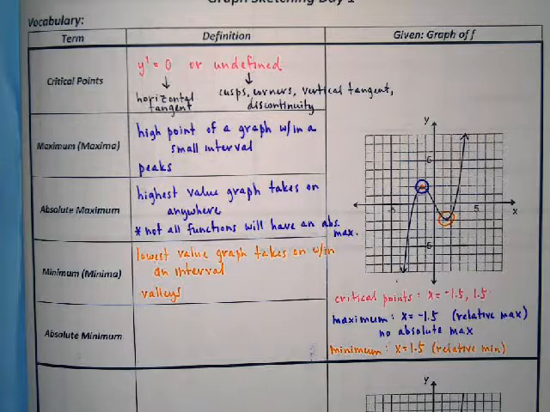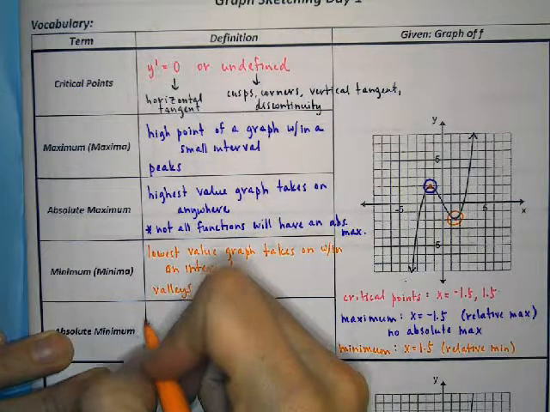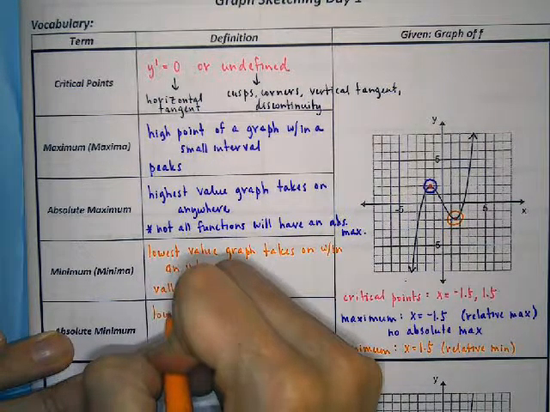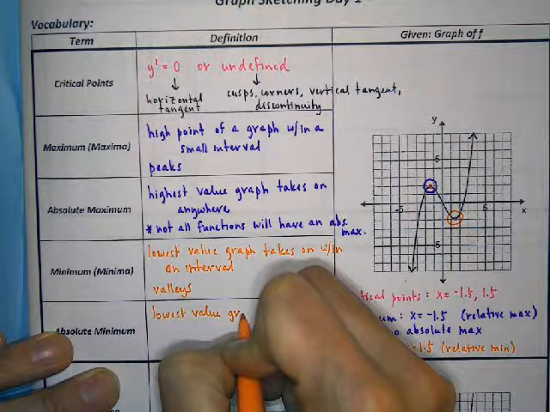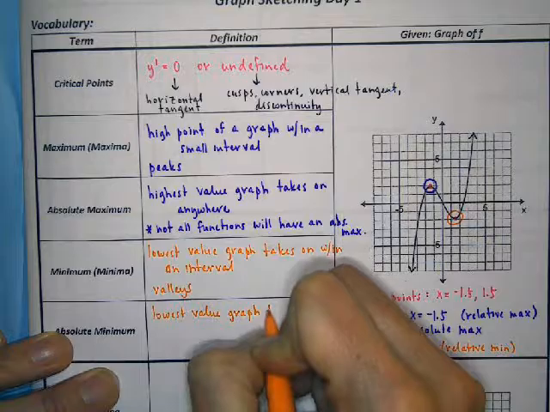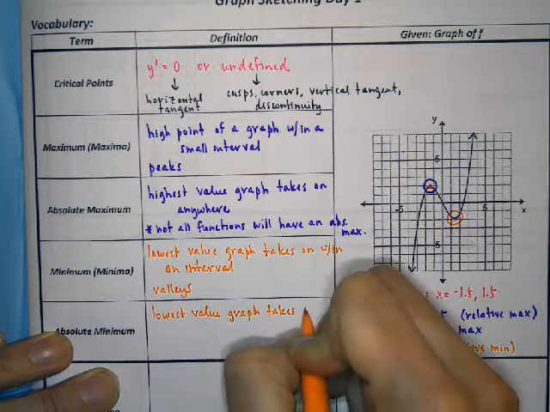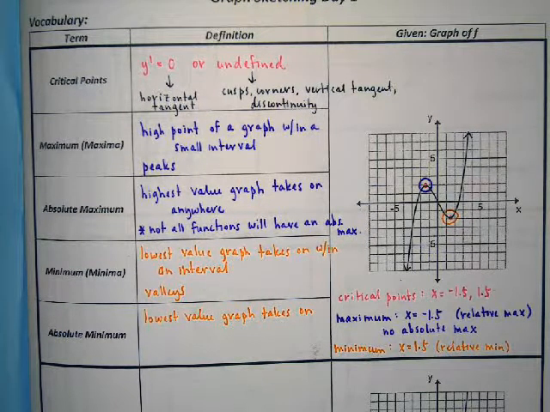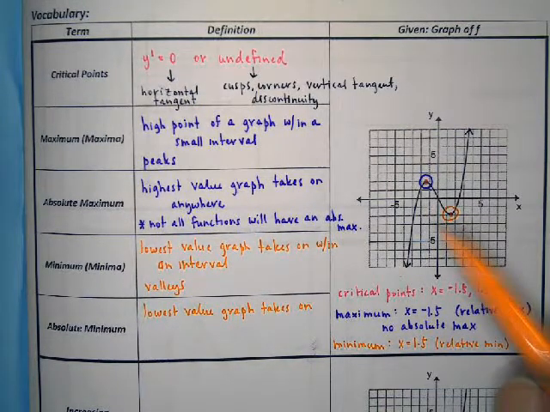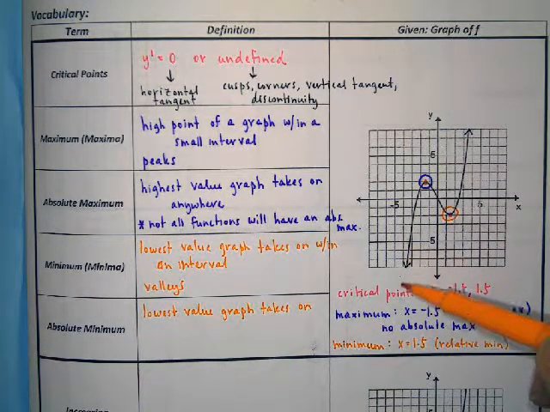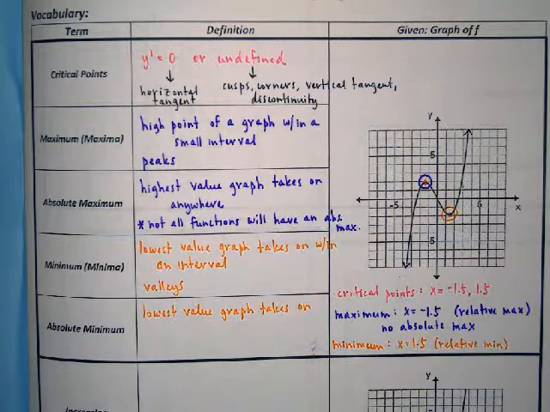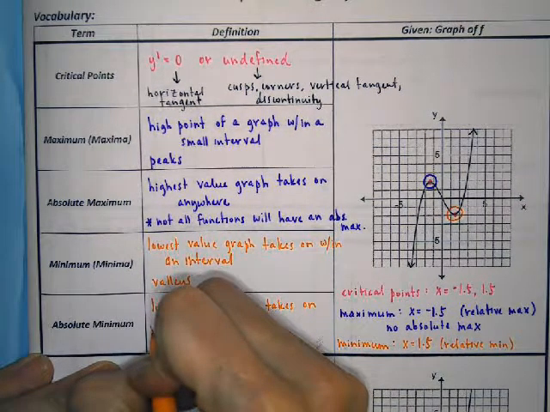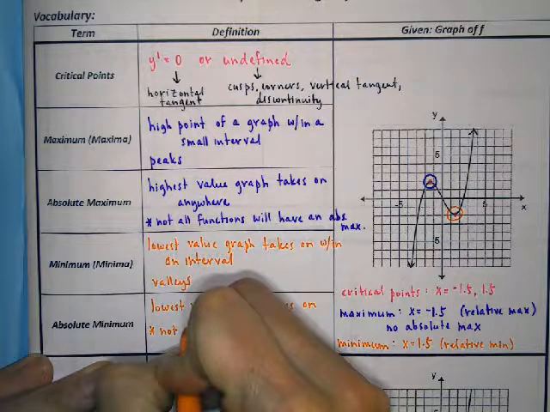And just like with absolute max, we can talk about an absolute minimum. That's the lowest value that the graph takes on. In this case, my graph is going to keep going down to negative infinity, so I can't actually pin down an absolute minimum. So again, not all functions will have this.